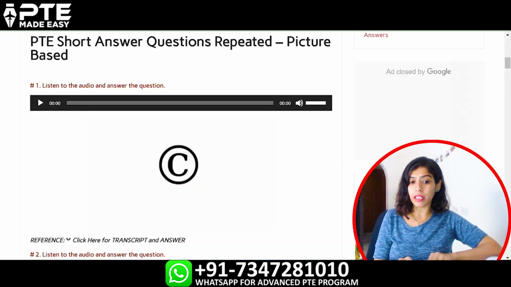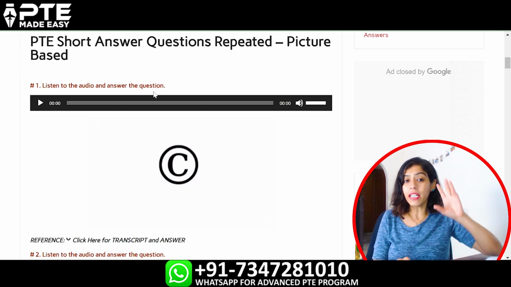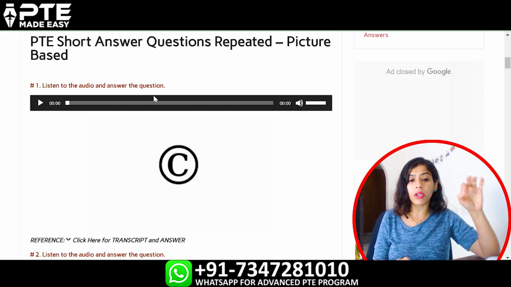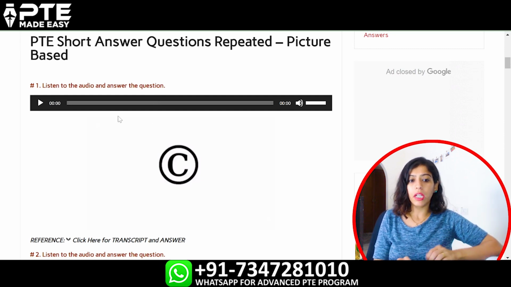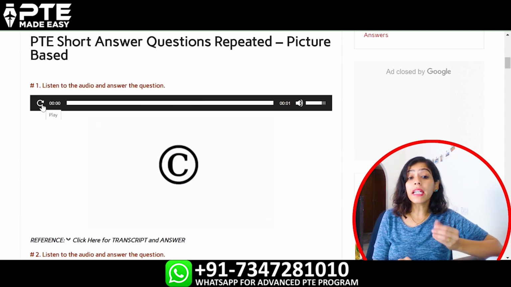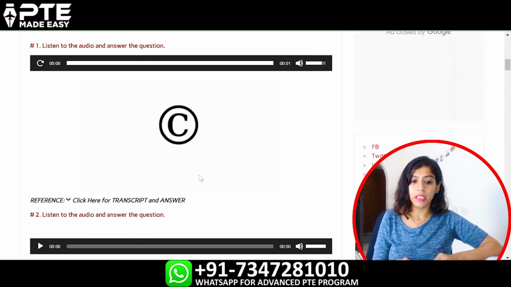And the question here is: listen to the audio and answer the question. So basically, you get to listen to the audio and then you have to simply answer whatever has been asked in the audio. Let us proceed with the first question. Listen to it, guys. What does this symbol represent? So the speaker clearly asked, what does this symbol represent? The symbol is the symbol of copyright. So we'll simply answer copyright.